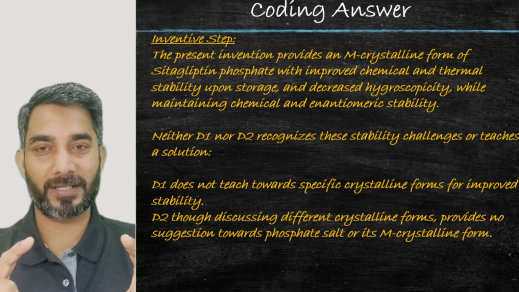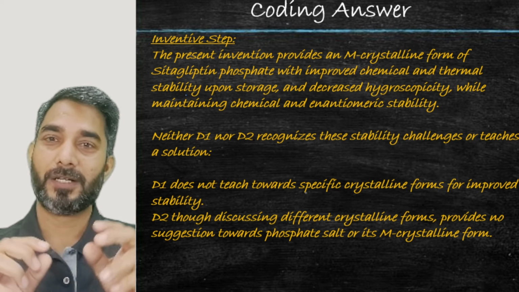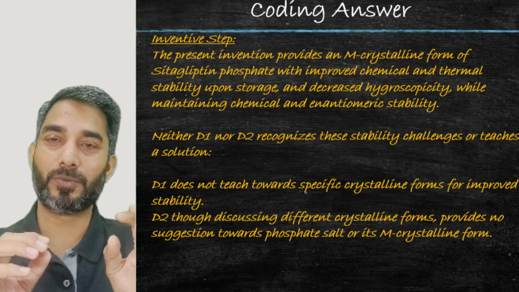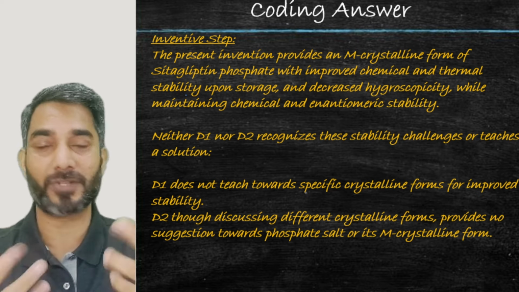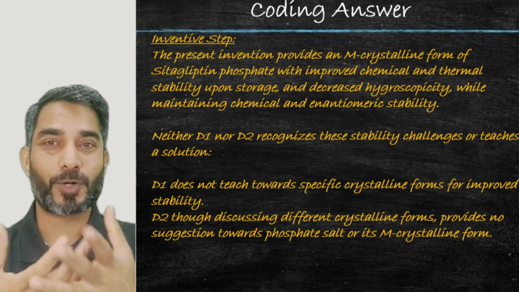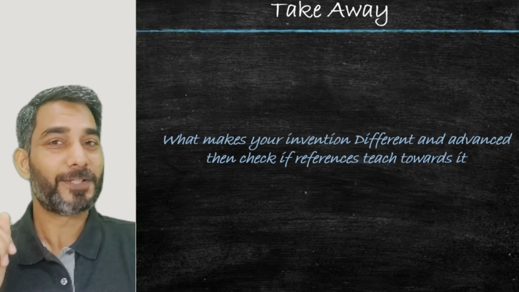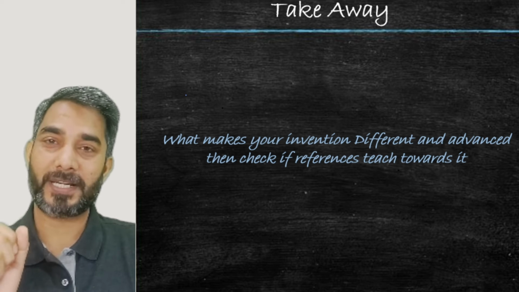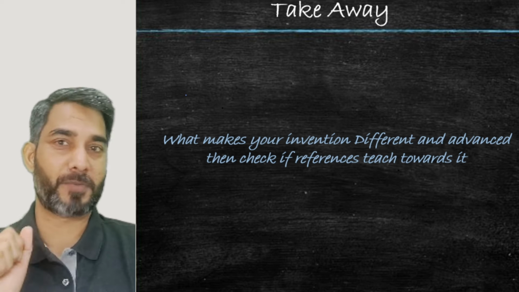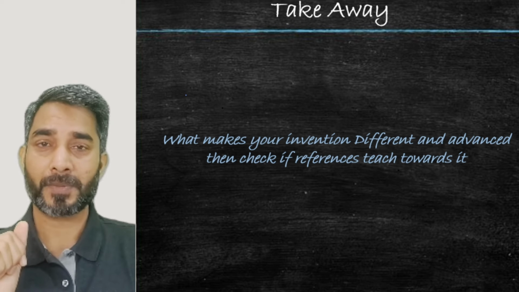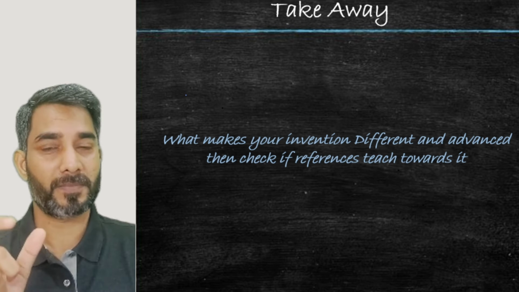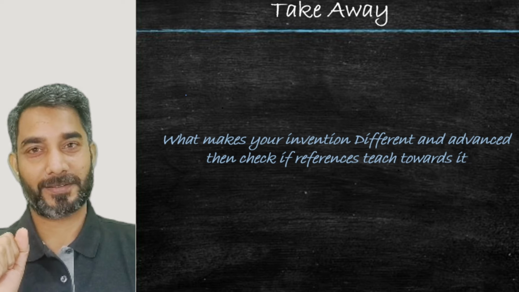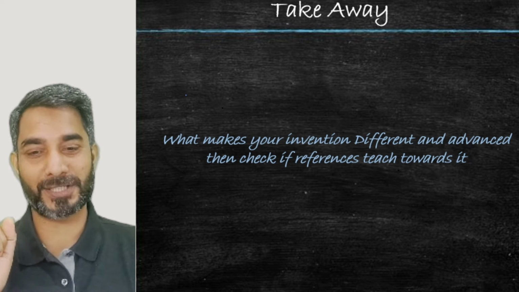The framework that we derived for coding our answer can support you as you substantiate the novelty and establish the inventive step of your invention in light of the references that would be provided. So what do we take out of this session? What are the takeaways? So the takeaway is, first you need to identify what makes your invention different and advanced as compared to the existing art. And if the references that they have given have any teaching towards the problem that your invention is solving. So with this, we are done with the session, and I hope you find it useful.